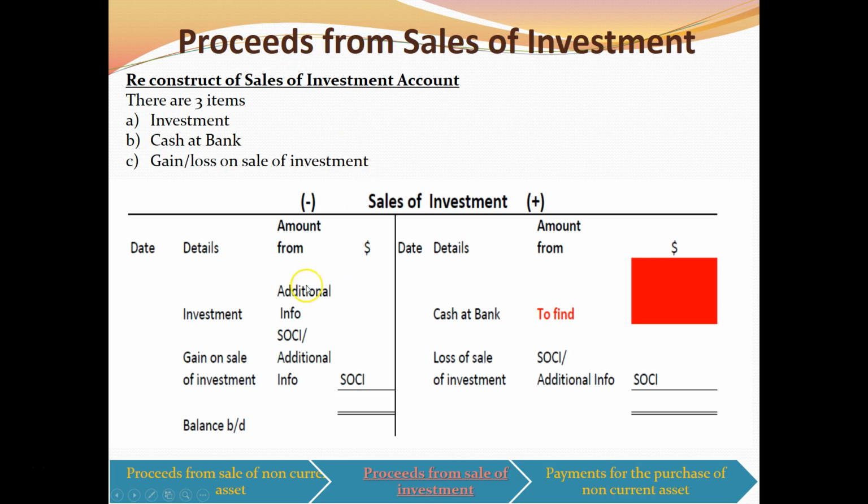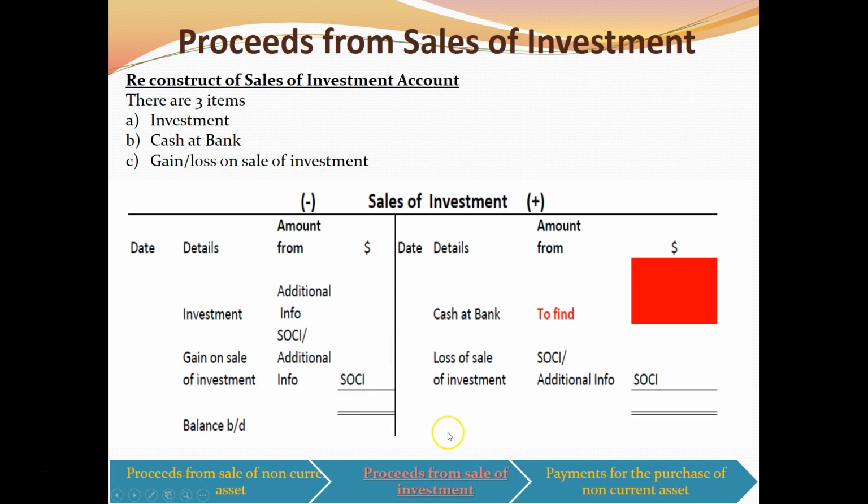The first entry would be the investment. When we sell investment, we credit investment, and debit this account called sales of investment. That's why we have investment over here. The next thing is when we sell, we record the money. So cash at bank would be debit, then credit sales of investment. Alright, so gain or loss depends on where we transfer it. So gain will be here because it is transferred to profit or loss as an income. Loss will be here because it is transferred to profit and loss as an expense.